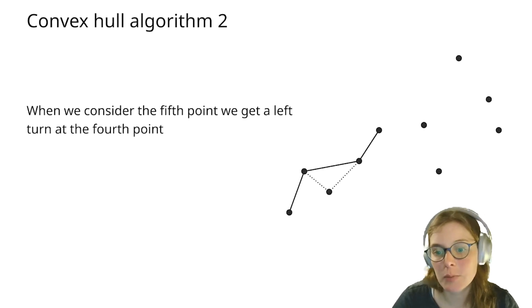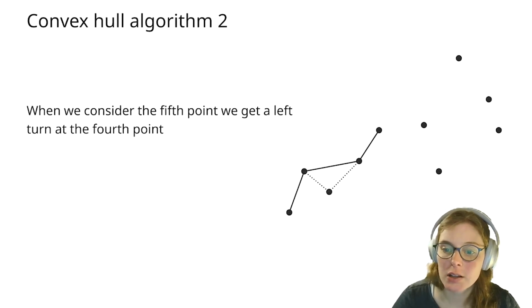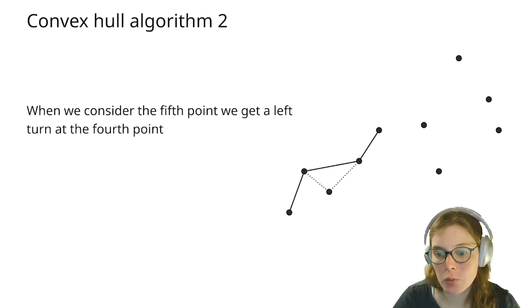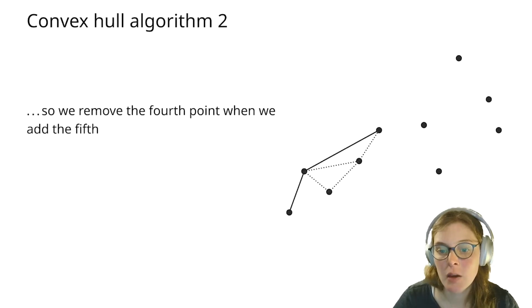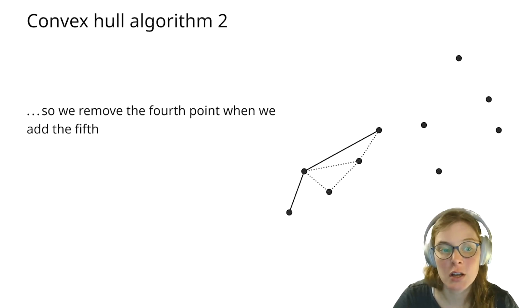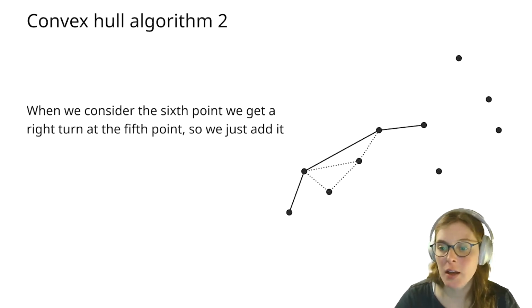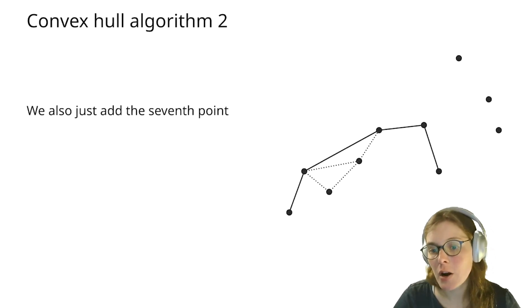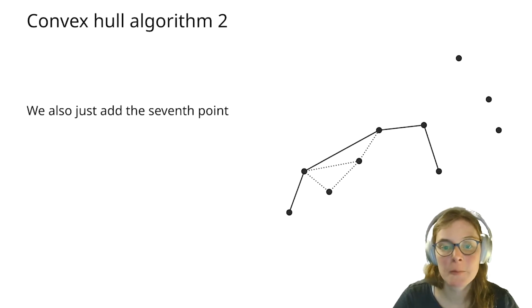Again, the last 3 points on our chain are making a left turn. So we are going to remove the one but last point from this chain. And again, we're ending up with the last 3 points making a right turn. So then we're moving on to inserting the next point and the next point, and so far our chain is making right turns, so it is a proper upper hull of the first several points.